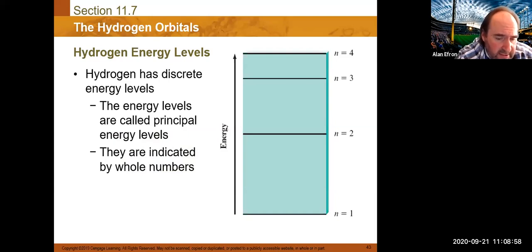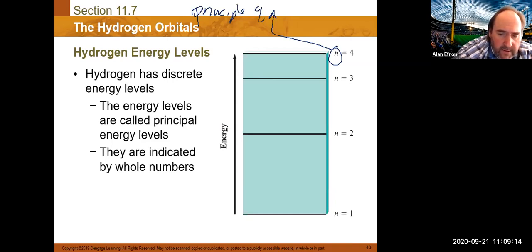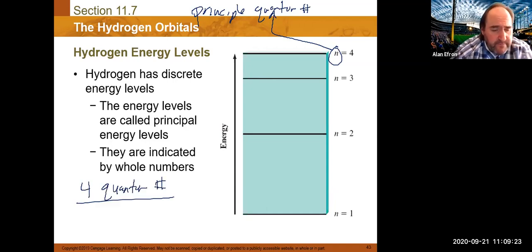Now, hydrogen has discrete energy levels. The energy levels are called principal energy levels. They're indicated by whole numbers, and that is what this n refers to. This n is what is referred to as the principal quantum number, as I said before. There are actually 4 quantum numbers when we talk about this in reality. In this class, we're not going to get into all that. When you take 1A, you'll get into it, but n is the principal quantum number.